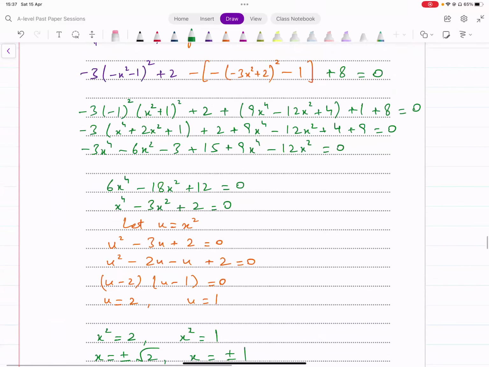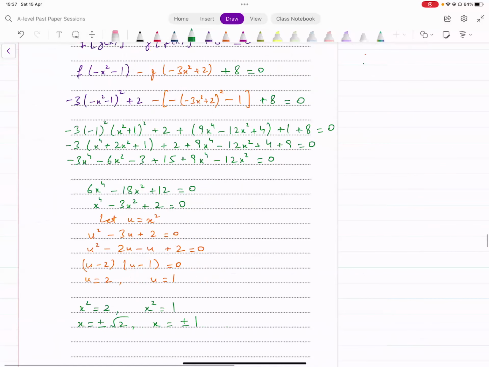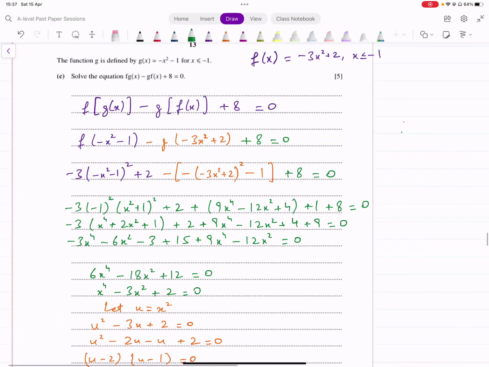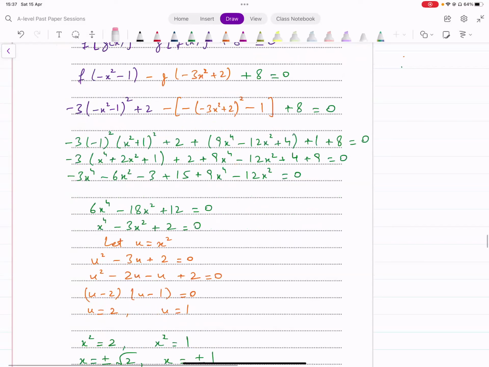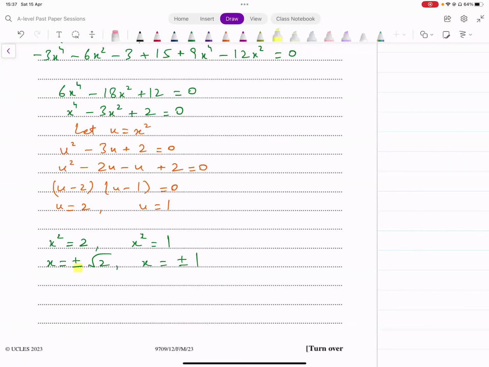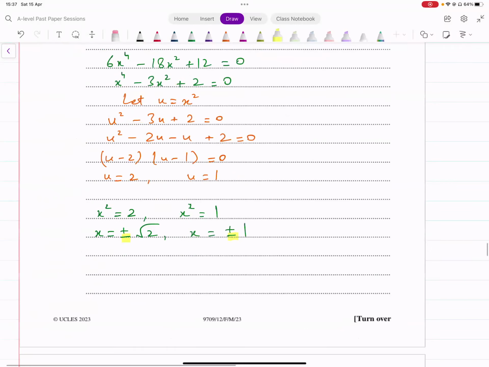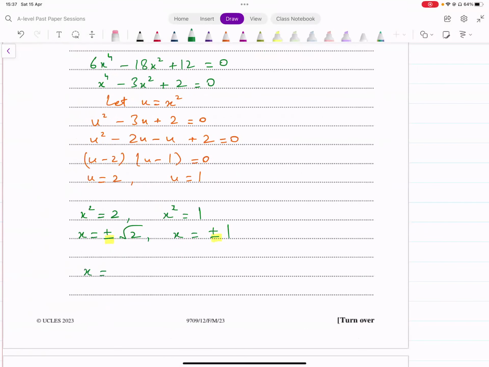Let's go back to the question and see what conditions we have there. You can see both functions have this domain x less than or equal to minus 1. So what can your values be? They can be equal to minus 1 or less than that. Positive values cannot be possible. All right, so we will consider minus square root of 2 here, yes, and minus 1 here, but not the positive values. So the answers that we get at the end are only going to be x equals minus square root of 2 and x equals minus 1. These are the only 2 answers that we have at the end: minus square root of 2 and minus 1.